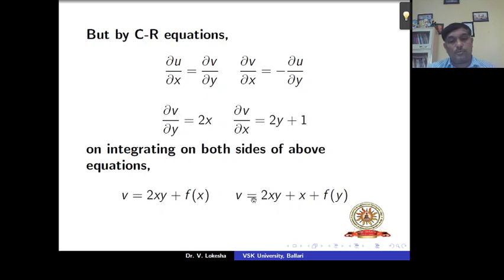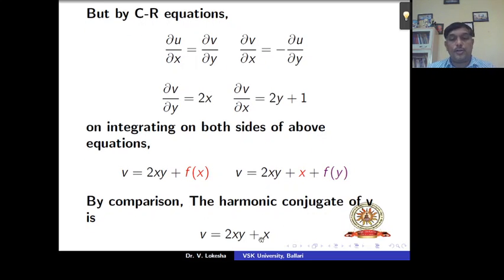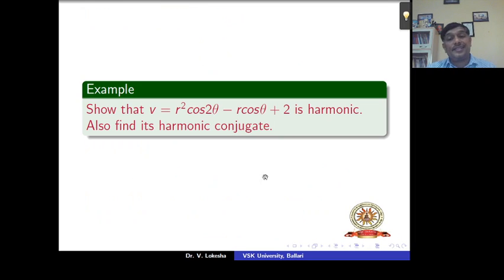Observing these two, 2xy is common, we can write it as it is, v is equal to 2xy, and f(x) is equal to x and f(y) becomes 0. By comparison, the harmonic conjugate v is equal to 2xy plus x. In exactly a similar way, we will discuss one more example related to harmonic conjugate.